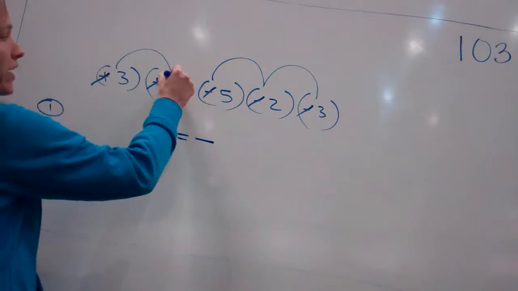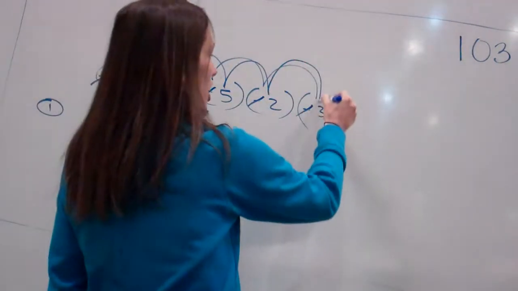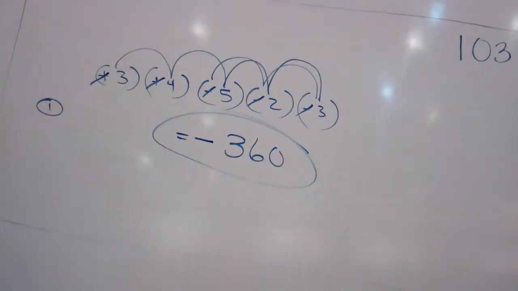So 3 times 4 is 12. 12 times 5 is 60. 60 times 2 is 120. 120 times 3 is 360. So our final answer would be negative 360.